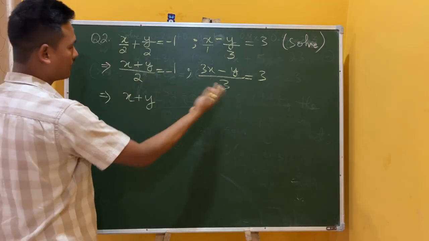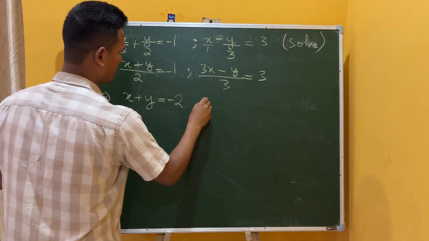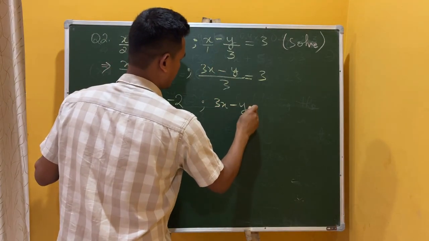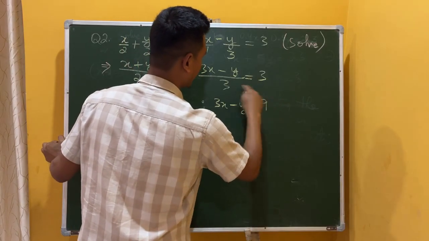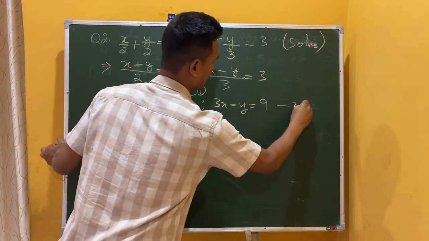So this 2 will go on the right hand side and it will multiply with -1, so it's going to be -2, while here 3 is going to go on the right hand side and it's going to be 9. 3 into 3 is 9. So this is our, let's say, equation 1 and this is equation 2.